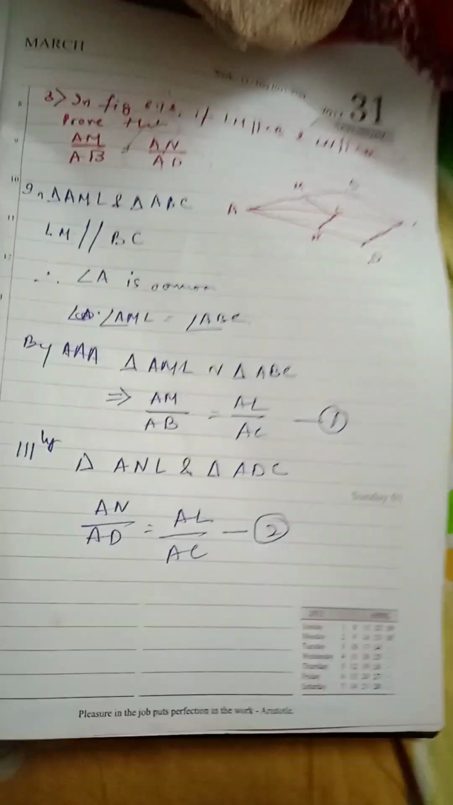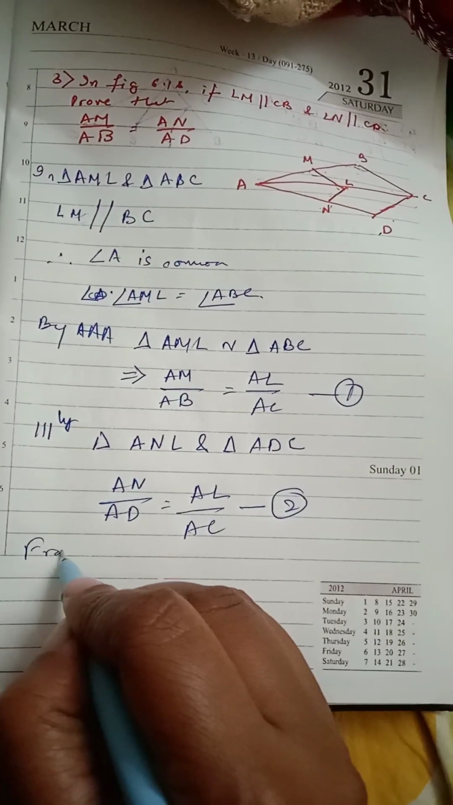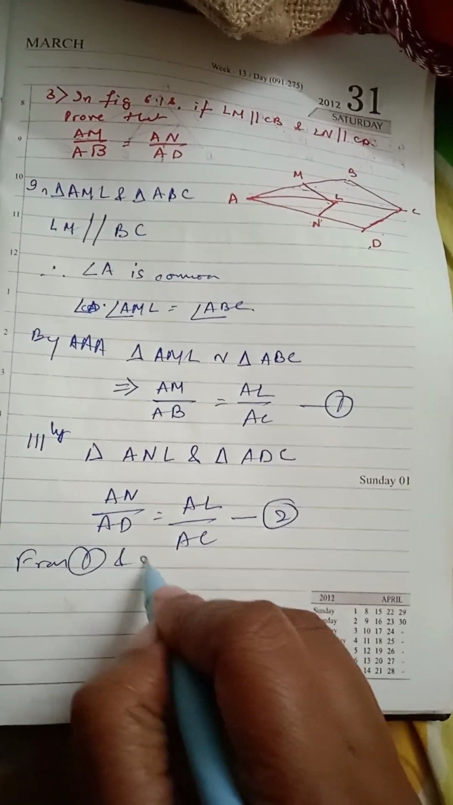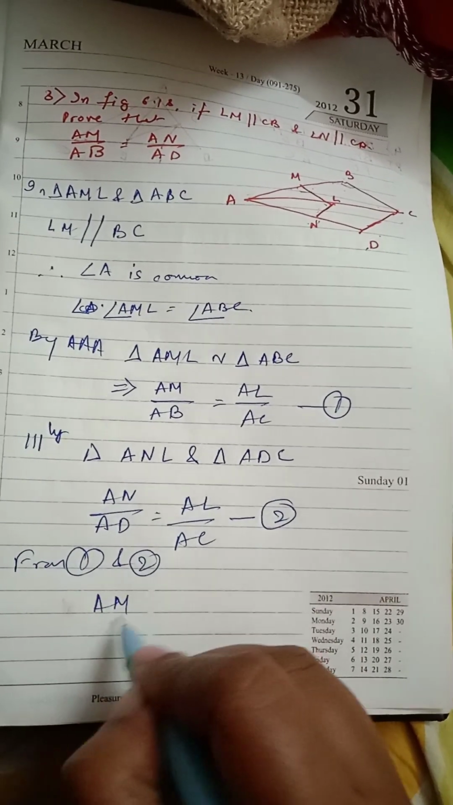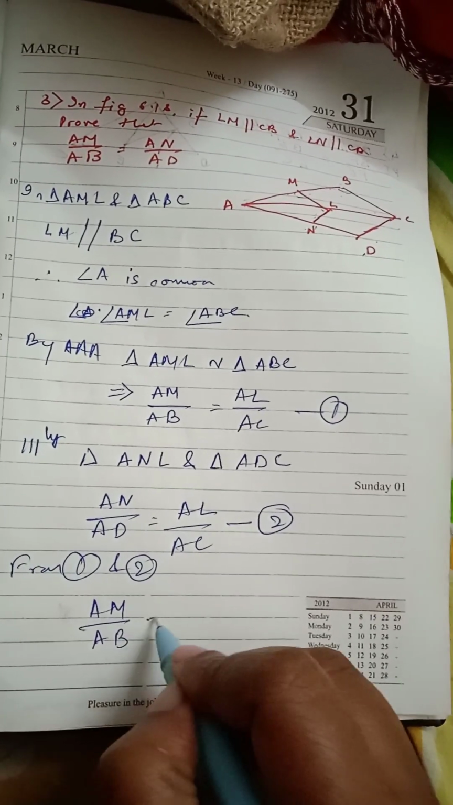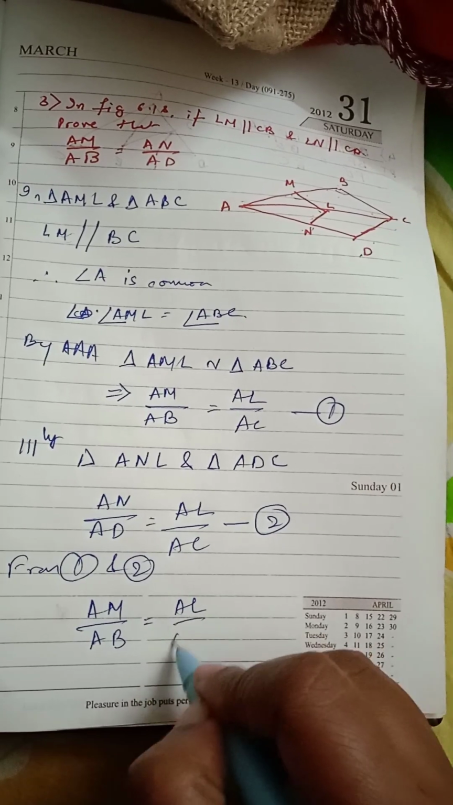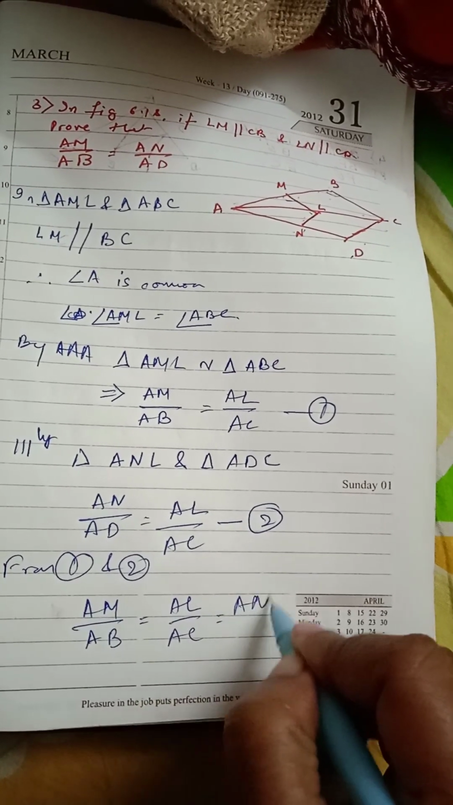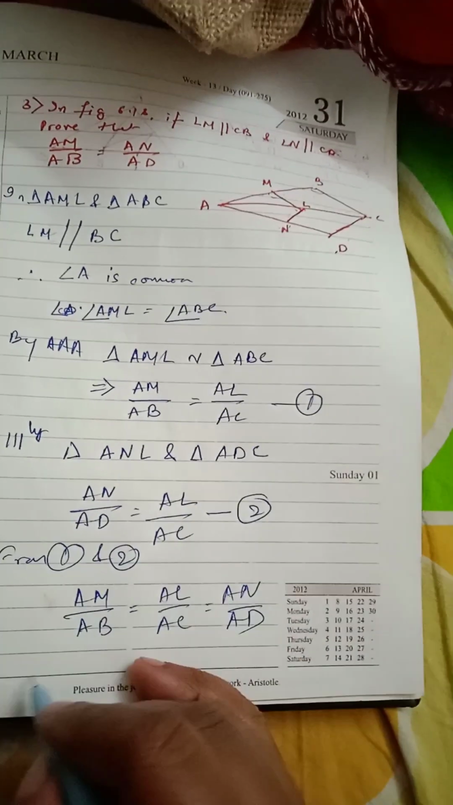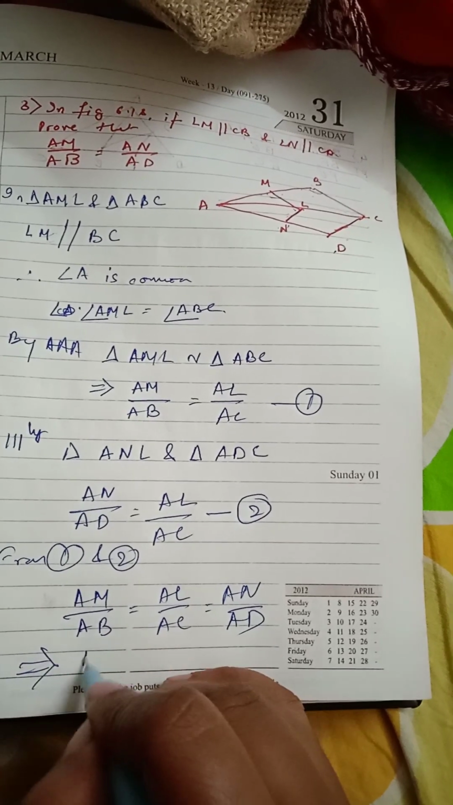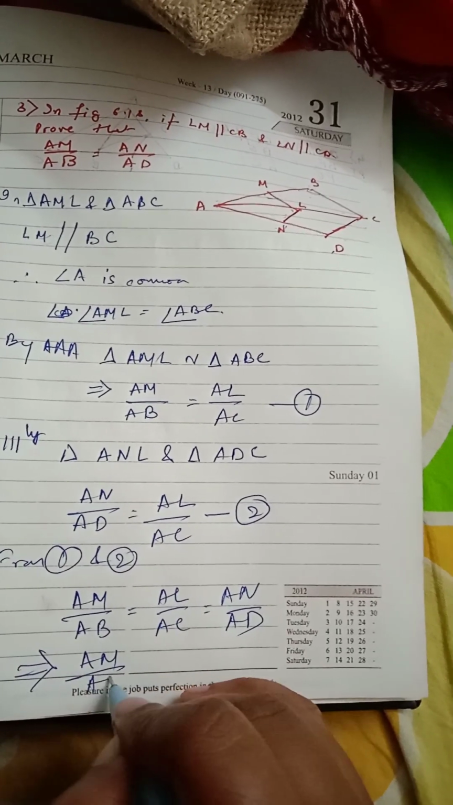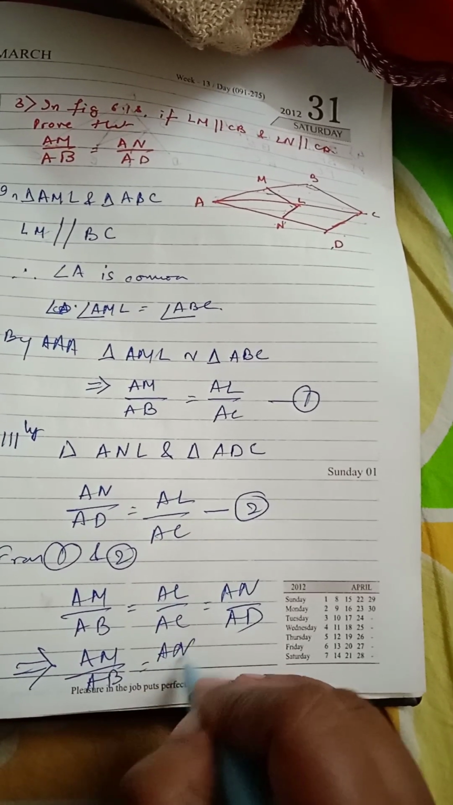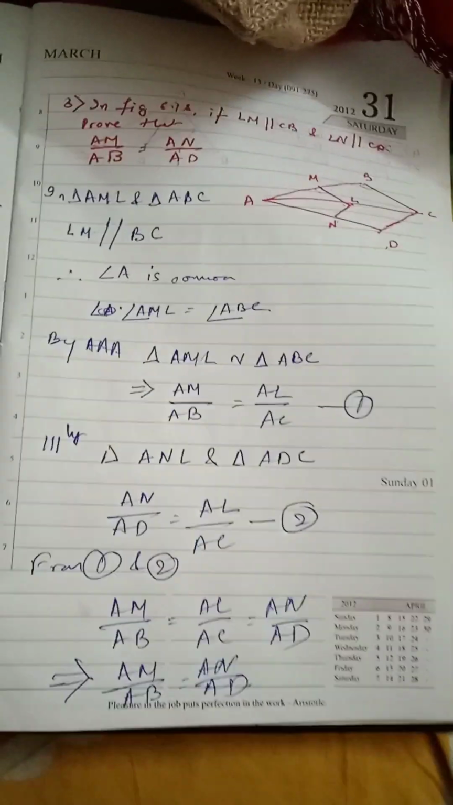Please do prove it. So from 1 and 2, what will I do? I will get AM by AB is equal to AL by AC, which is equal to AN by AD. So from here, this symbolizes AM by AB is equal to AN by AD. That's it.